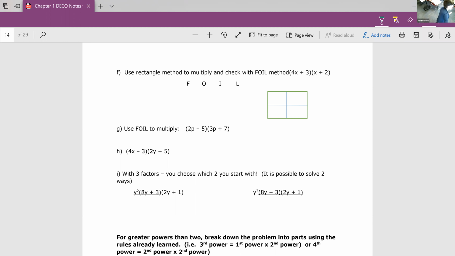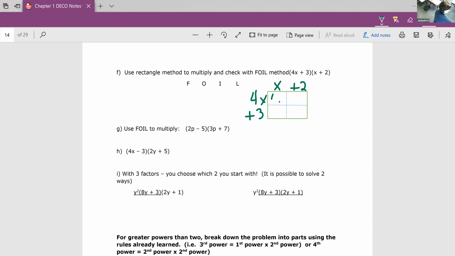But if we do what we talked about, this first parentheses has 2 terms. So if I put 4x plus 3 beside each row, and then on the columns, I put an x here and a plus 2 here, then I can multiply, fill in my box, and come up with what that is once I get those 2 multiplied. So see if you can tell me what would go in this box right here.